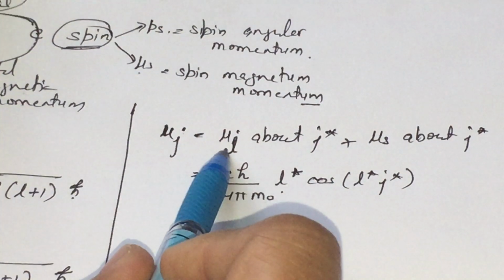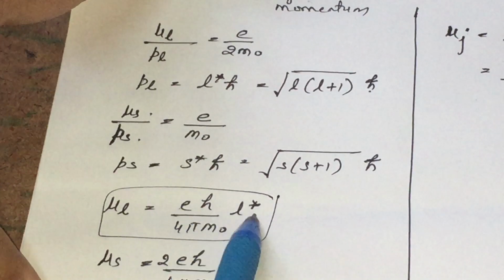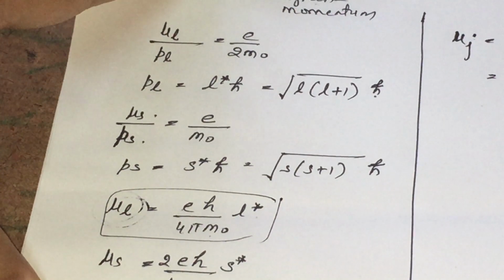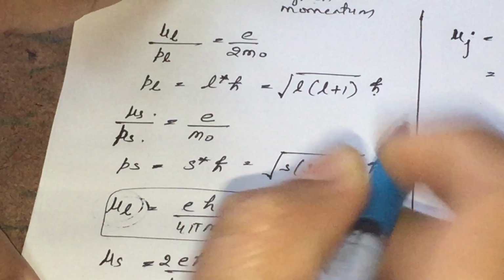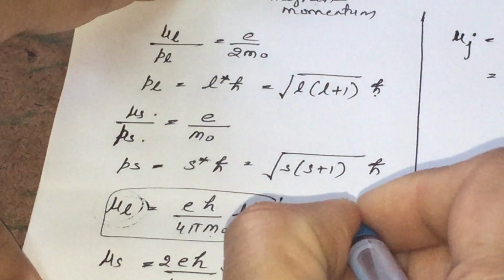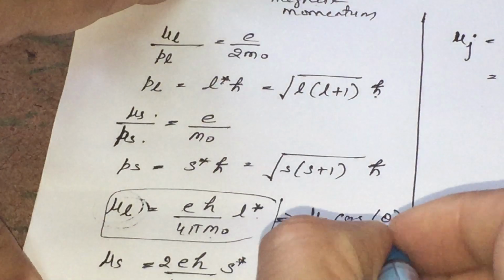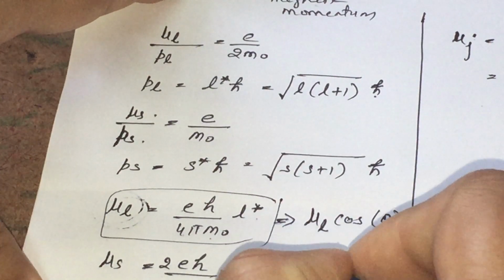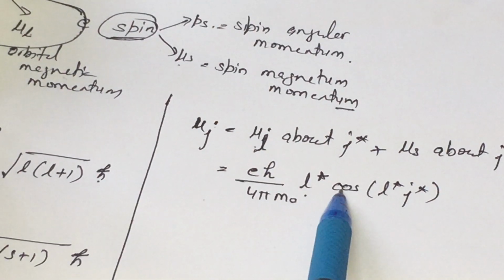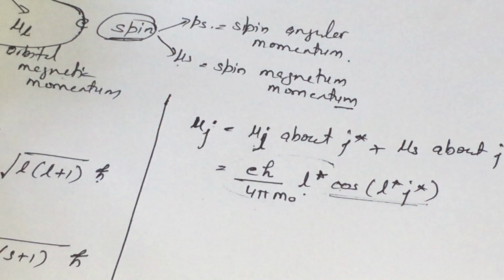You can take the value of mu_L from the equation we already derived, that is eh L star divided by 4 pi m naught. This is the value of mu_L, and we are taking the component of mu_L about J star, so we take the horizontal component with the angle between L star and J star. We substitute this angle as theta, cos theta, and this is our value of mu_L.